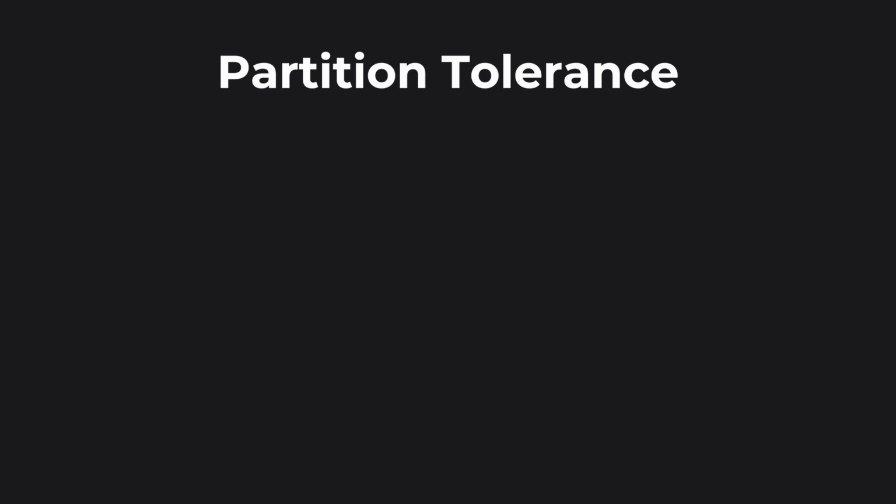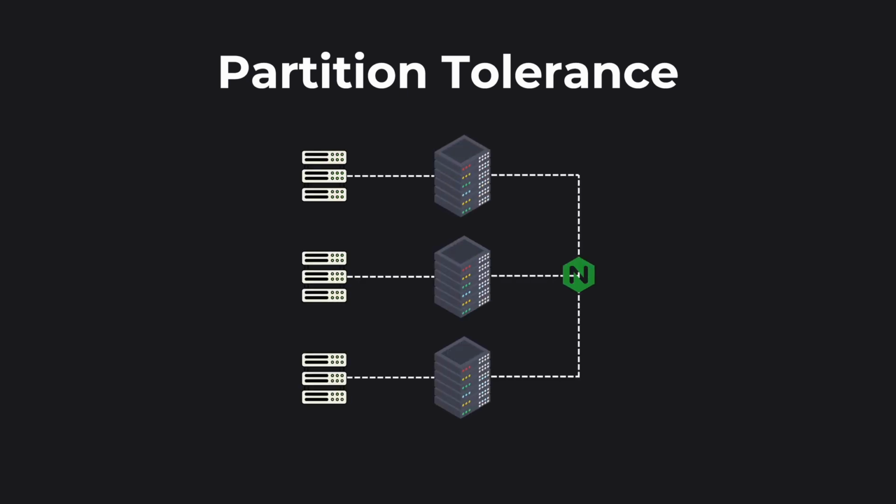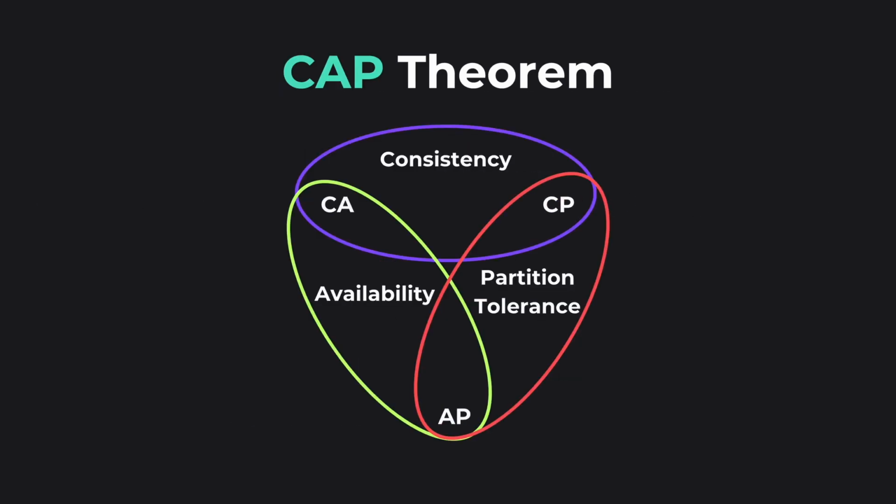And partition tolerance refers to the system's ability to continue functioning even when a network partition occurs. Meaning if there is a disruption in communication between nodes, the system still works. It's like having a group chat where even if one person loses connection, the rest of the group can continue chatting. And according to the CAP theorem, a distributed system can only achieve two out of these three properties at the same time. If you prioritize consistency and partition tolerance, you might have to compromise on availability and vice versa.